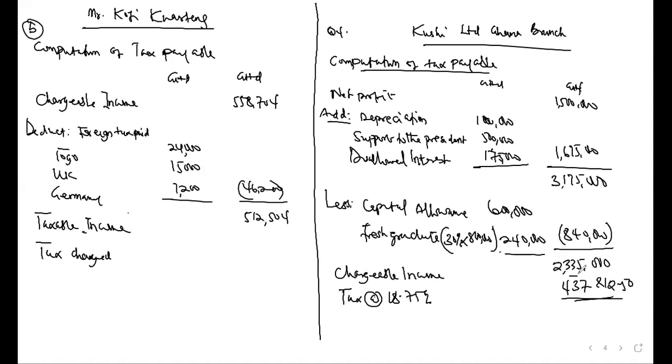4,378,12.5. So this is our tax. This is the tax payable for the year 2023. All right, we are done with international taxation. Kindly take your time, revise all the questions we have solved, and I believe we will be fine.